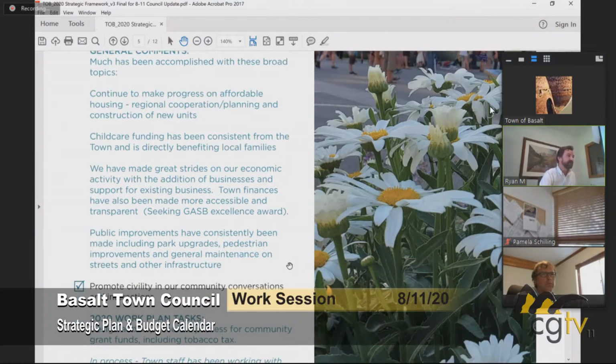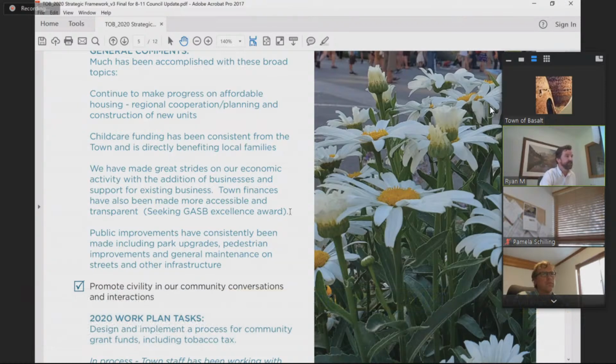Economic activity, certainly been a big year for that. And I think over the last several years, we've seen a lot of new businesses coming into town. I think the town's role in that, in a lot of ways, is really a land use role. And then being available to help businesses navigate setting up a business or those types of things. And we're working with the chamber on that, and we'll talk about that in a minute.